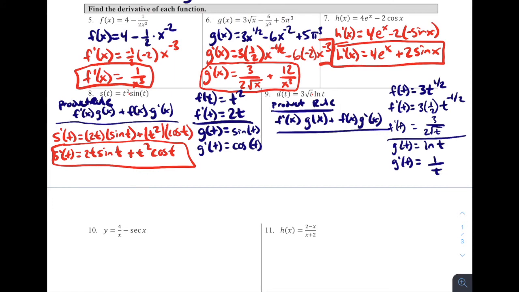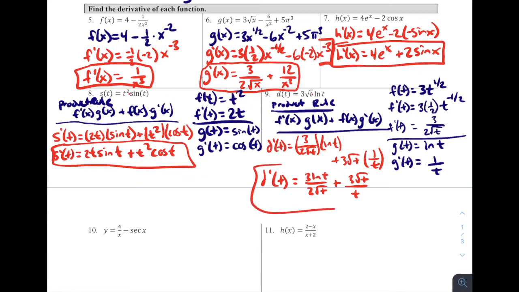So this is going to be equal to, f prime of t is going to be equal to 3 over 2 square root of t times the natural log of t plus, let's see, f of t is going to be 3 square root of t if I leave that alone, times g prime of t, which would be times 1 over t. So if we would want to simplify this, that means that the derivative is going to be equal to 3 ln of t divided by 2 square root of t plus 3 square root of t divided by t. And that is probably as simplified as we're going to be able to get it for this particular problem.